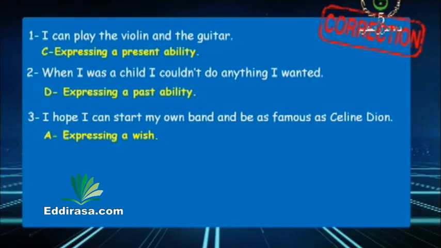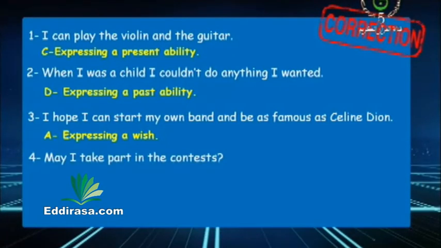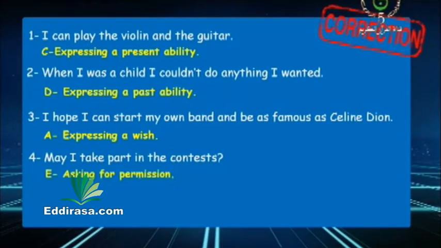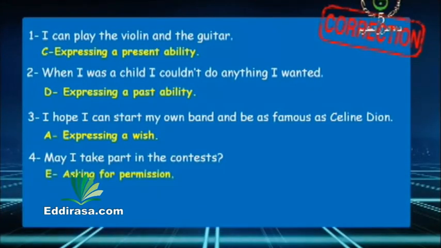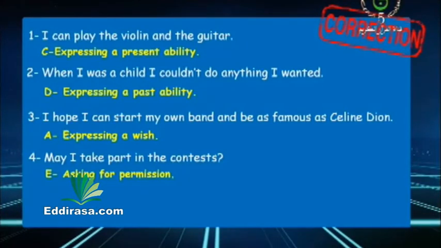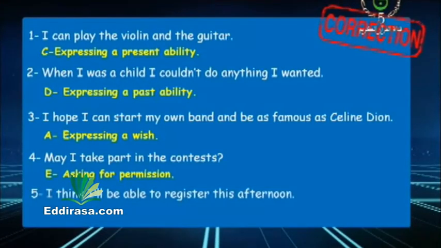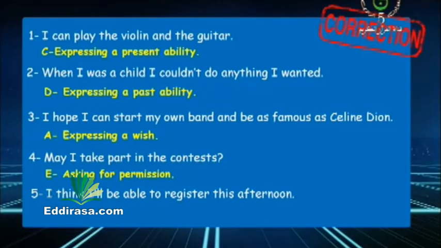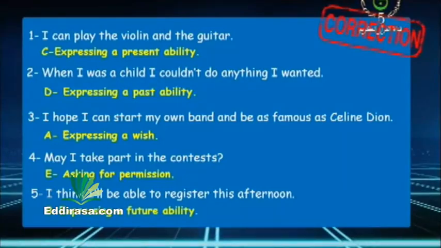Number 4, may I take part in the contest? So here, I am asking for permission. The function here is clear: asking for permission. The last one, number 5, I think I'll be able to register this afternoon. So here, we are expressing a future ability. Am I right? Yes, you are, Mr. Zian.